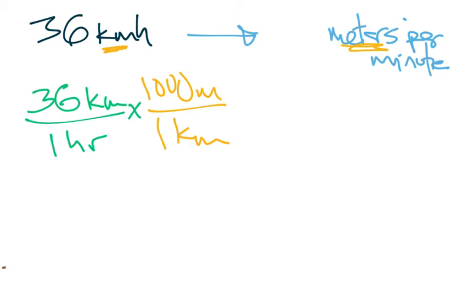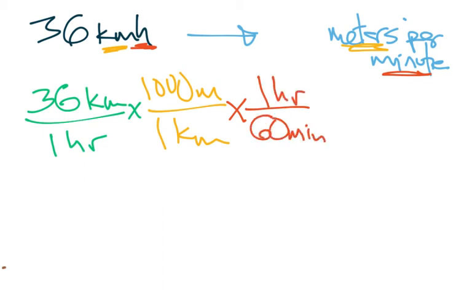Then the other thing I have is a unit of time, hour to minute. So I need one for that. Again, I want cancellation, so I'll put that hour on top, and then I know that 1 hour is equal to 60 minutes. And then here comes the fun part. Slash, slash, slash, slash. And you'll see what I'm left with is my solid ones that I want, which are my meters per minute.